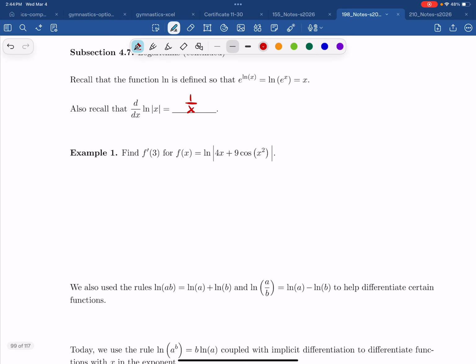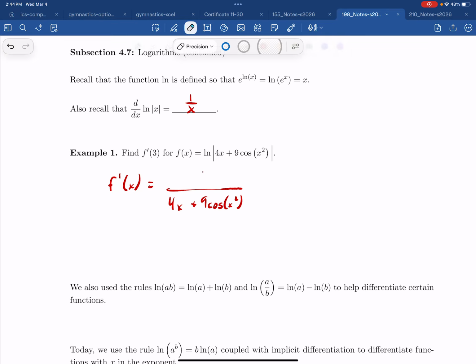Just a quick review. Find f prime of 3 for this lovely function. Well, remembering that the derivative of ln is 1 over x, along with the chain rule, we're going to get this guy. 1 over, leave the inside the same. And then we're going to multiply this by the derivative of the inside. That's actually going to be minus 9 sine of, leave the inside the same, times the derivative of the inside.